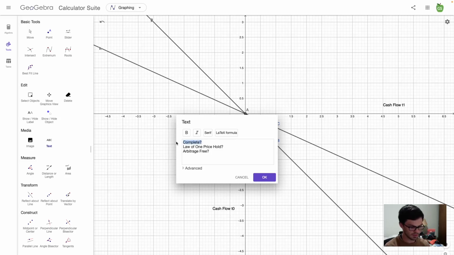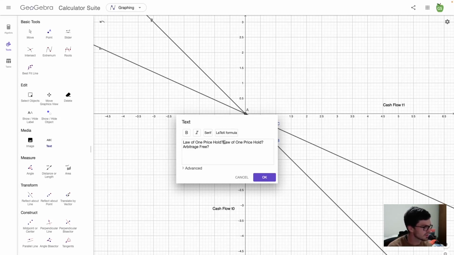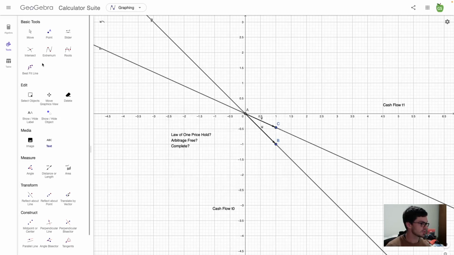So we're going to, what did I do? I think I'm just going to undo. Well, I want to do it in this order. So I want to do the law of one price first, okay? And then I want to think about whether it's arbitrage free. And then I want to think about whether it's complete. Okay, so we're just doing them in a different order, and you'll see why.